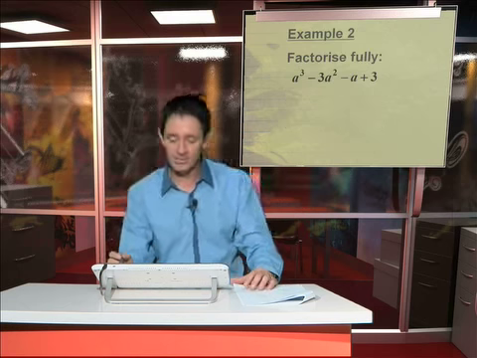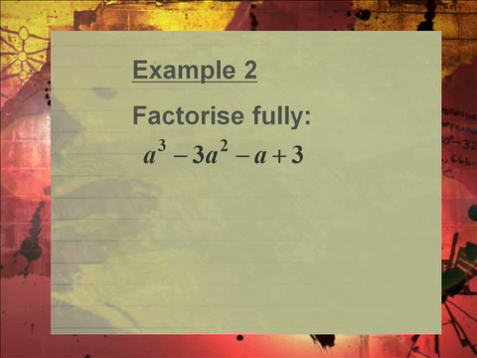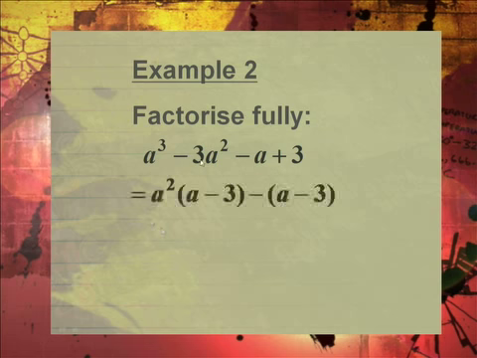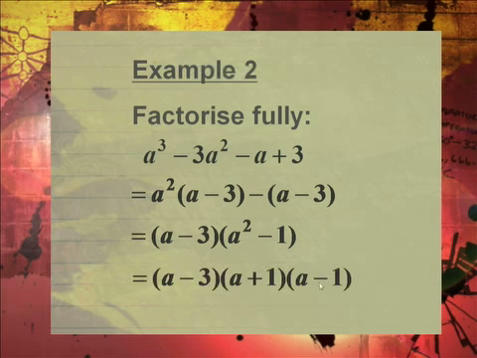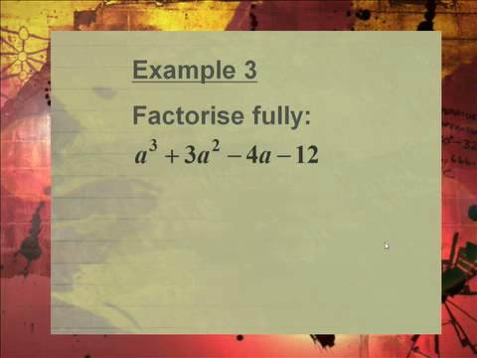Okay, so let's have a look at factorize fully. Here's a second example. Let's look at these two. If you group these two and those two, the first two are easy. Take out the a squared, take out the negative, a minus 3, giving us a common bracket that you can take out. A squared, don't forget the 1. Don't forget the 1 there. And then a difference of 2 squares, keeping the a minus 3. Very important.